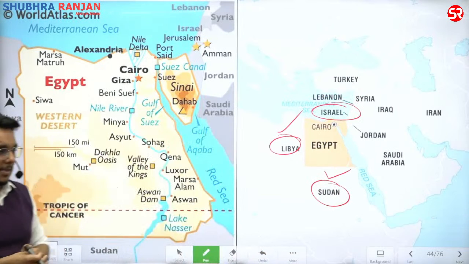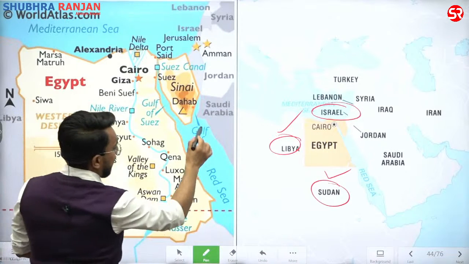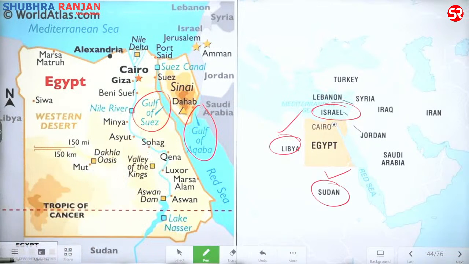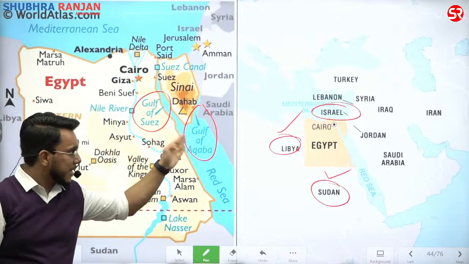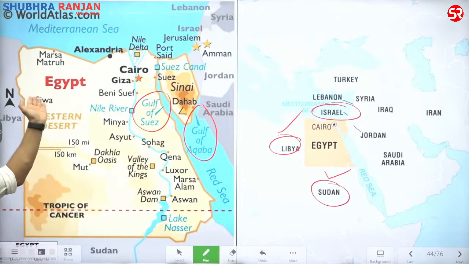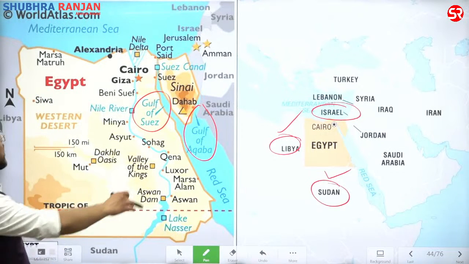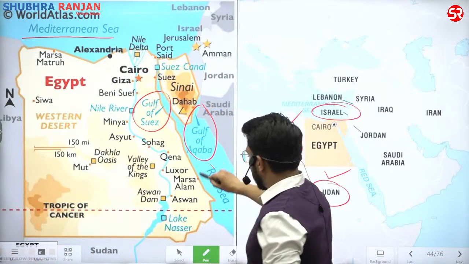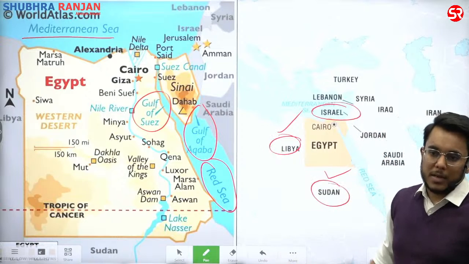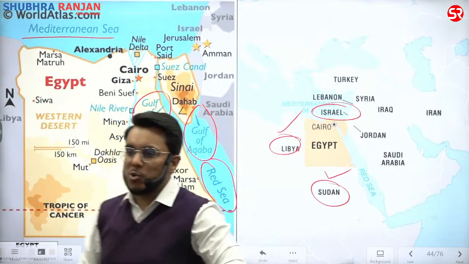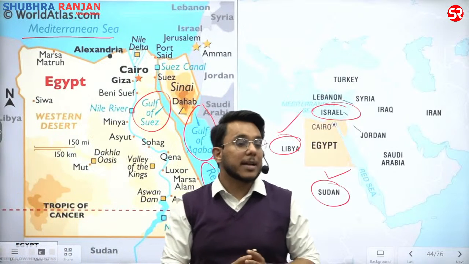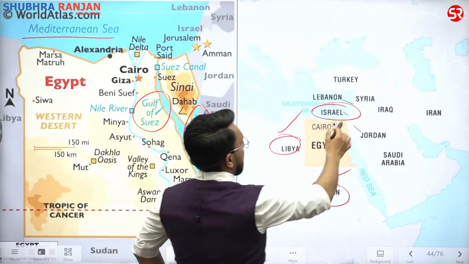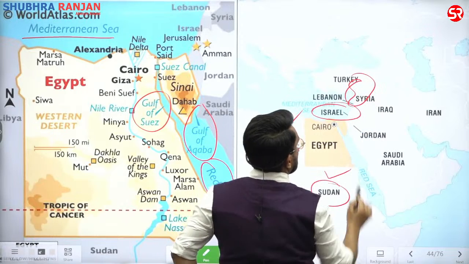Libya, Sudan, and Israel. Now here we see that we have the Gulf of Aqaba on one hand, and the Gulf of Suez on the other hand. Is it clear or not? On the eastern side there is the Gulf of Aqaba, and on the western side there is the Gulf of Suez. We have here the Mediterranean Sea, and here we have the Red Sea. So neighboring nations and all these things are usually asked. For example, a question on the Golan Heights has come. Haan ji, the Levant region is here, Turkey, Anatolia, here the Levant region comes. Fine.